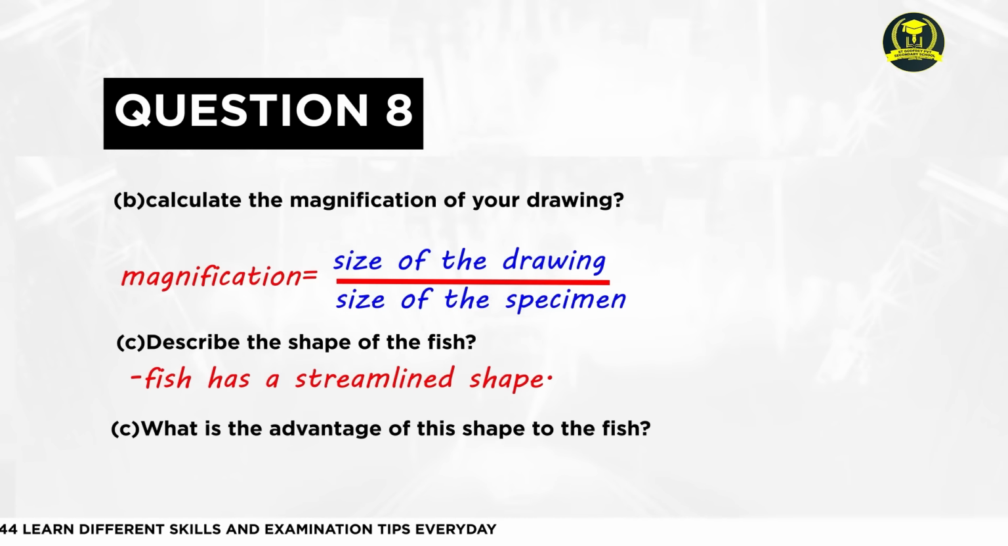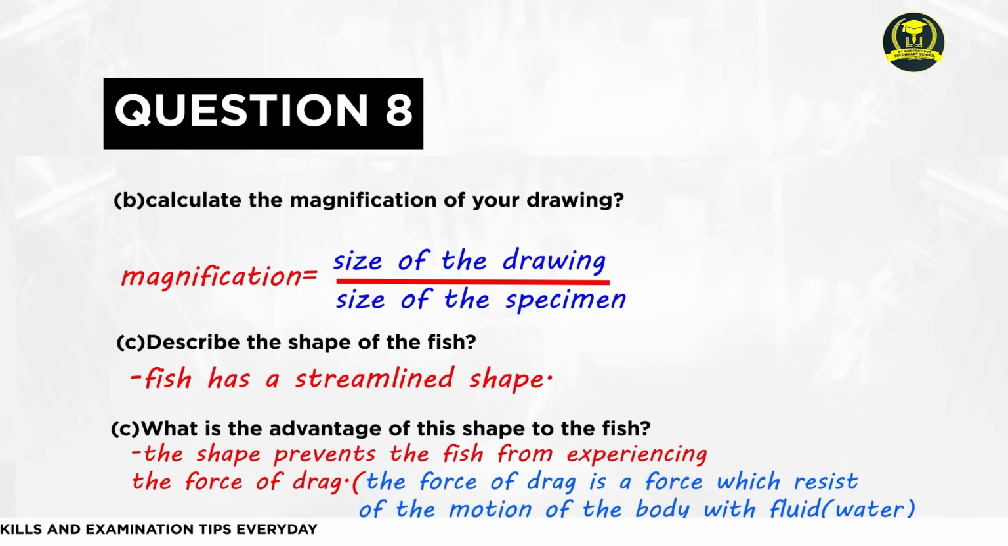What is the advantage of this shape to the fish? The shape prevents the fish from experiencing the force of drag. The force of drag is a force which resists the motion of the body with fluid. In this case, it's water.